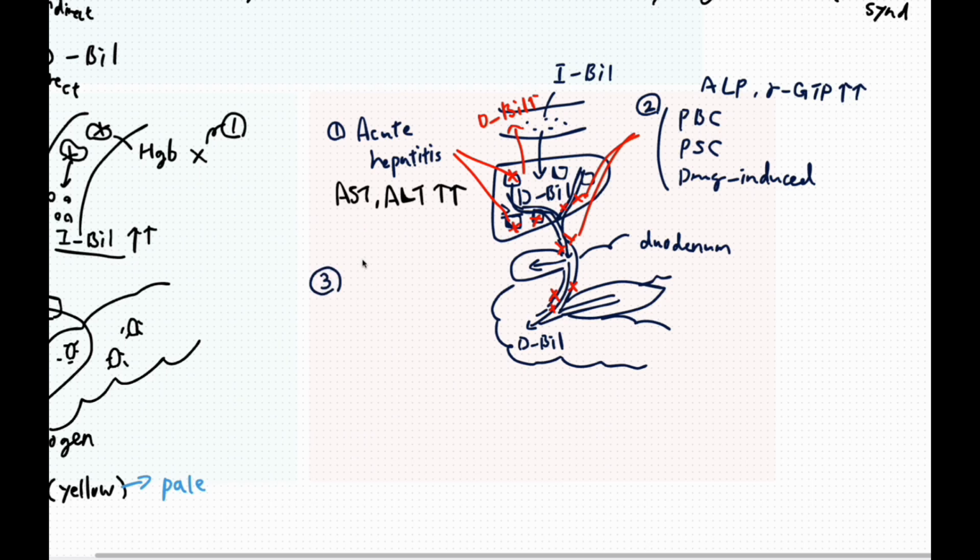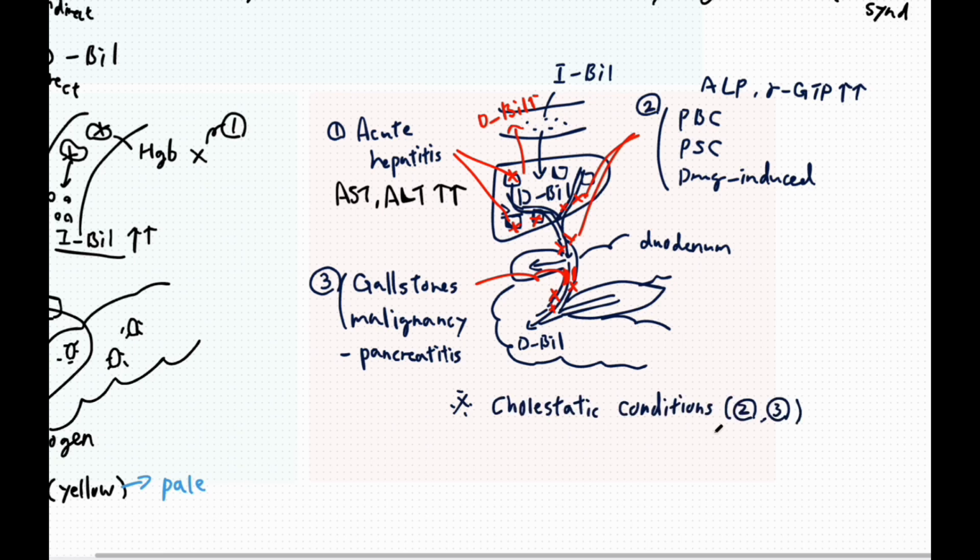A third cause is extrahepatic bile duct obstruction. Common examples include gallstones and malignancies. When bile cannot flow out, conjugated bilirubin accumulates and leads to jaundice. Imaging studies such as ultrasound or CT are essential, and depending on the location, conditions such as pancreatic cancer or pancreatitis may be involved. Now this is a very important point because it is often misunderstood.